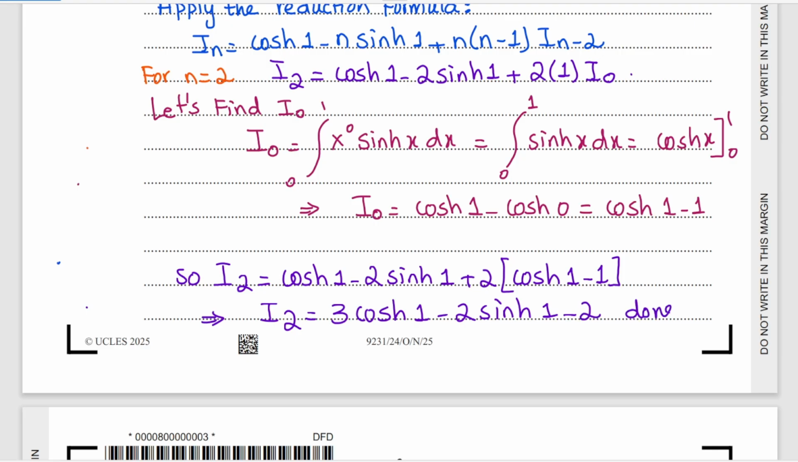Let's distribute the marks now. We have an accuracy mark for the answer, and Cambridge also accepts the answer written in exponential form. So if your answer is half into e plus 5 over e minus 2, that's totally accepted. There's a method mark to apply the reduction formula.